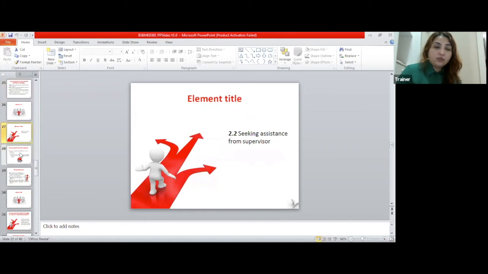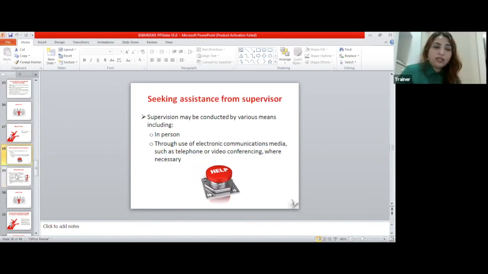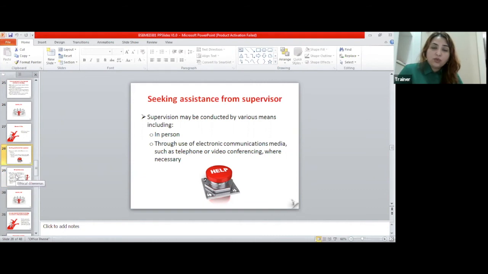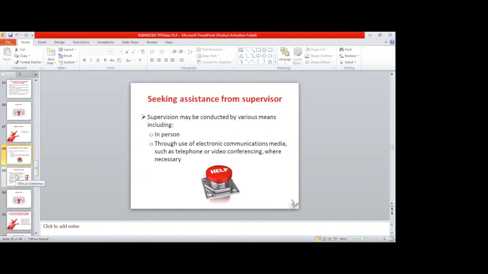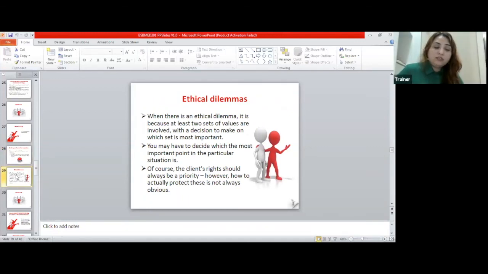Seeking assistance from your supervisor. So we spoke about this, that if you want to clarify something, you can either do it in person or electronic communication or media, such as what we're doing now. It's always better to clarify things. Ethical dilemmas, which means confusions. What do you do when there's two set of values? You need to decide which is more important in that situation. We talk about this in other units, ethical dilemmas, legal and ethical. Have you done that unit?